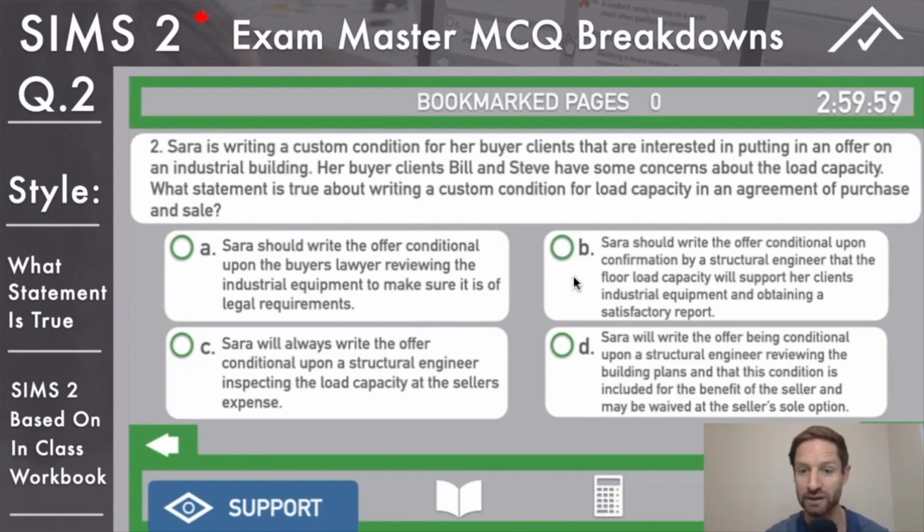B, Sarah should write the offer conditional upon confirmation by a structural engineer that the floor load capacity will support her client's industrial equipment and obtaining a satisfactory report. Okay, nothing sounds wrong there to me. Always leave the cursor hovered over anything where nothing possibly sounds wrong, and use my fundamentals of these long-worded answers and questions to gather more information, right? So don't be intimidated by them. It just gives us more information to gather. If we're not panicked during these exams, we can crush them.